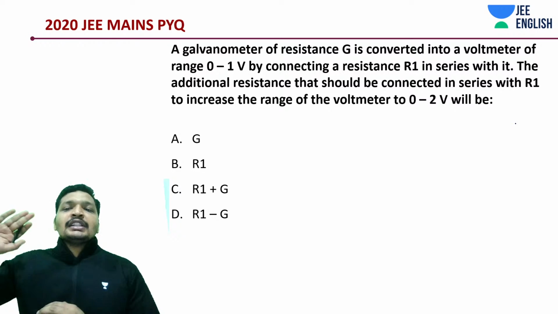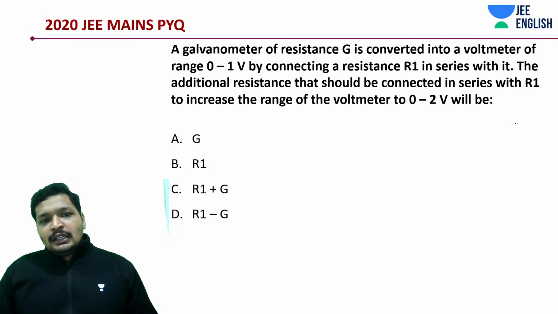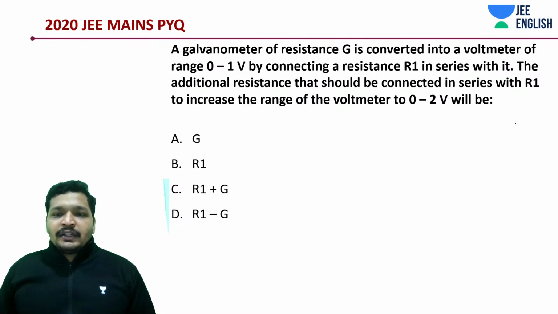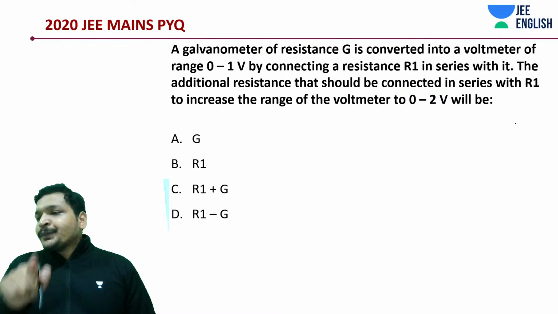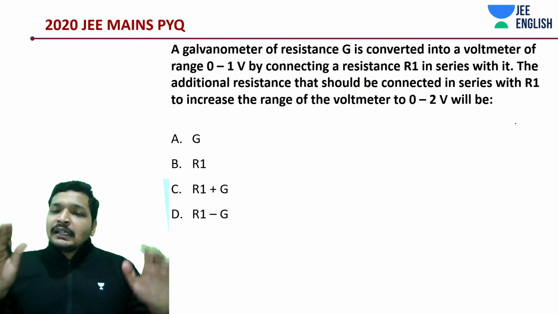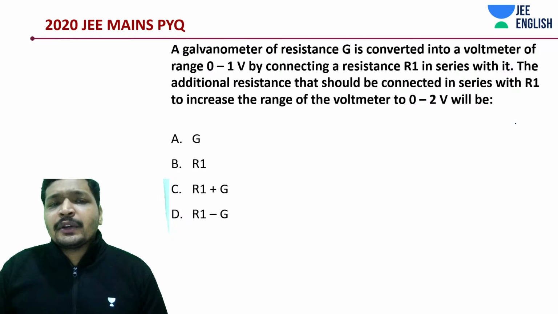If you connect a large resistance in series, it is still a current sensitive device, but it can measure a larger potential because G is generally very small. If you shunt it, you connect something in parallel, what is happening? It's an ammeter. There will definitely also be an ammeter question in the upcoming 2020 PYQs.